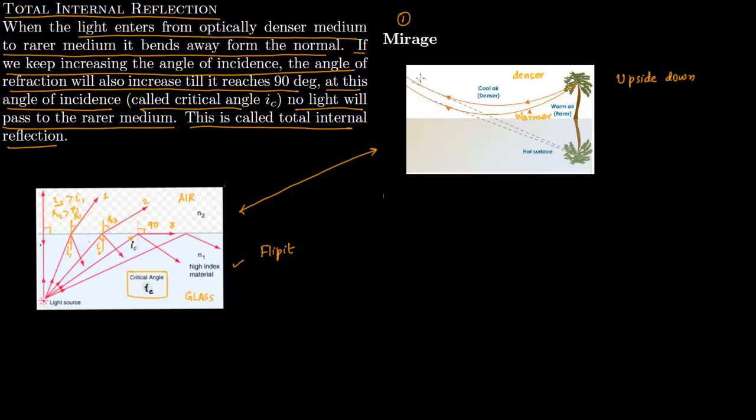If it bends like this, and if your eye is here, you take the straight line, because the eye always sees along a straight line. So it seems that the image is coming from here. This is the mirage.